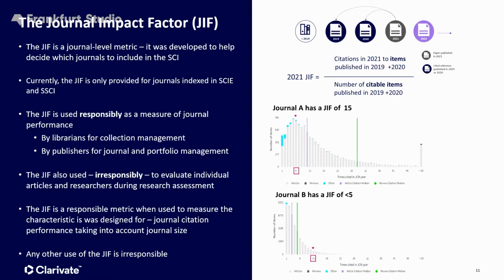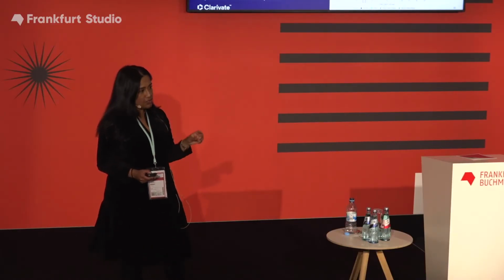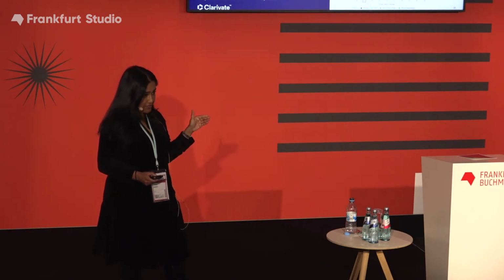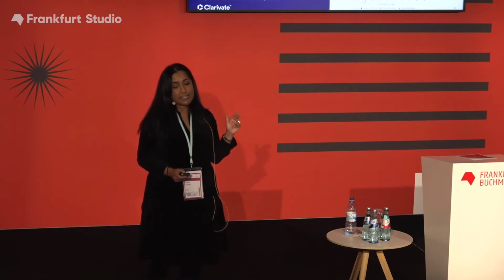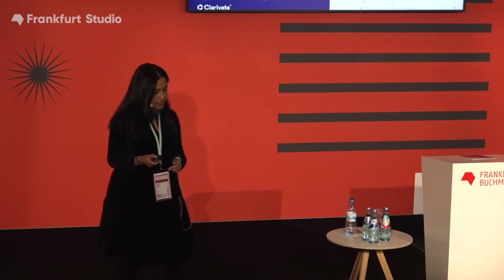So again, looking at the JIF of a journal gives us no information about how much one particular article within that journal was cited. The JIF is a journal-level metric, and it should not be used to compare anything other than journals.